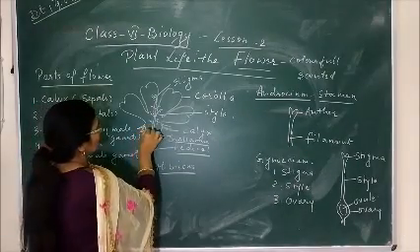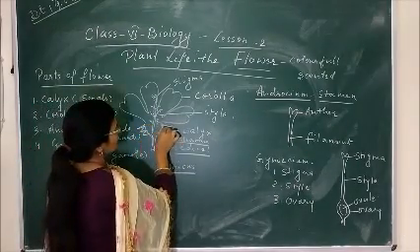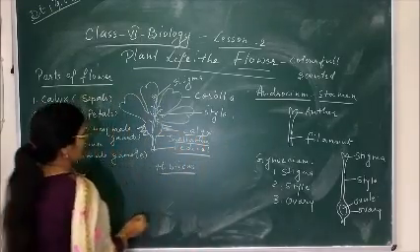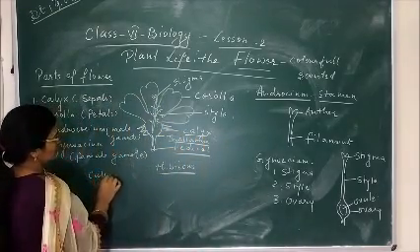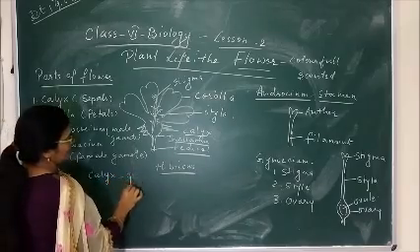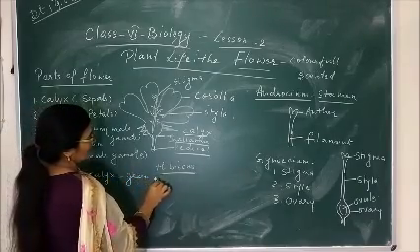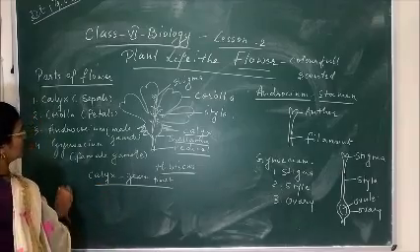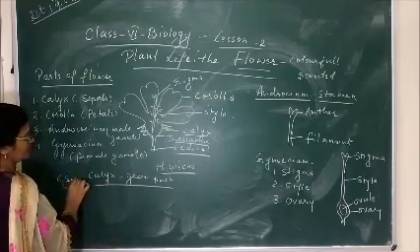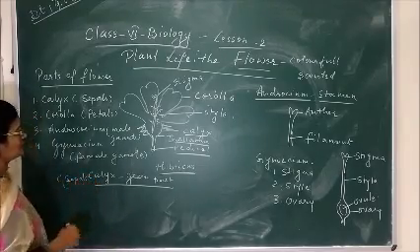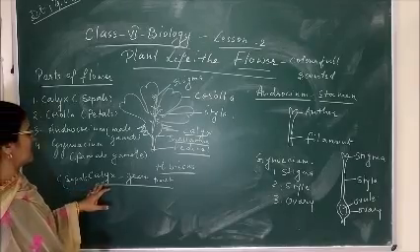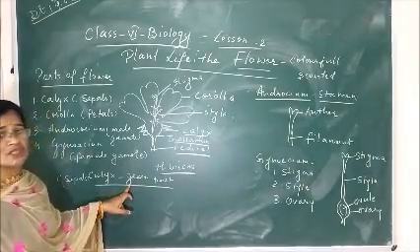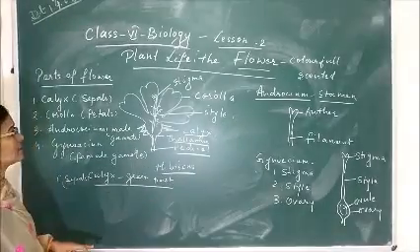The third part of the flower is called sepals. Sepals is also called calyx. And calyx is the green part of the flower, which is called sepals or calyx. And this is green in color, means it also can do the process of photosynthesis.